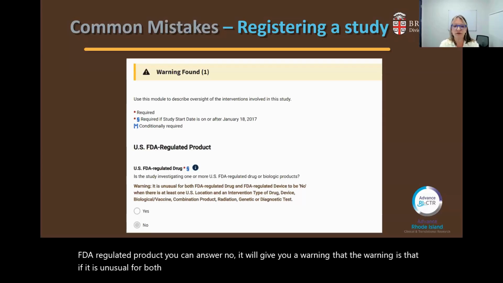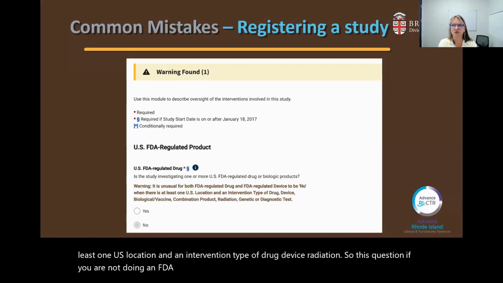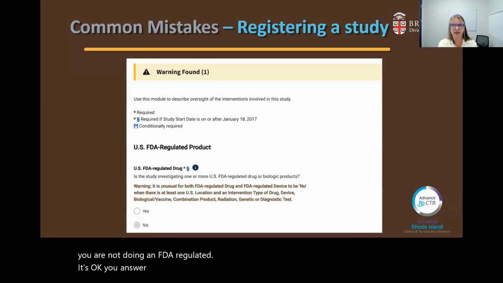and the warning is that it is unusual for both FDA-regulated drug and FDA devices to be no when there is at least one US location and an intervention type of drug, device, radiation. So if you are not doing an FDA-regulated study, it's okay. If you answer no, you will get that warning, and that's okay. That's fine.